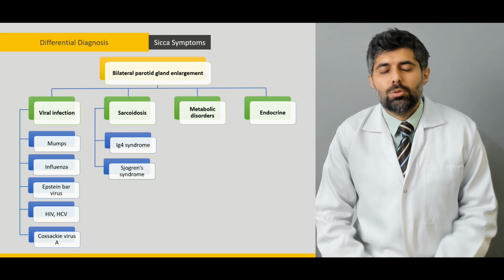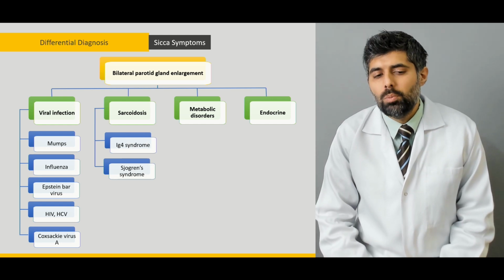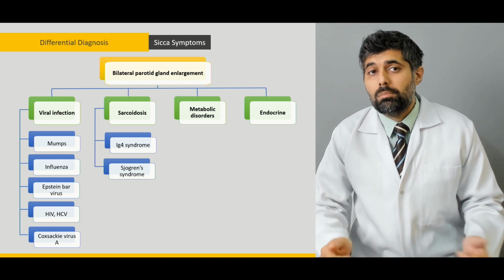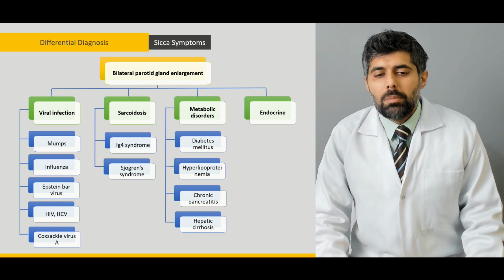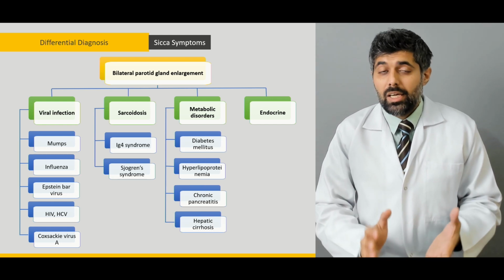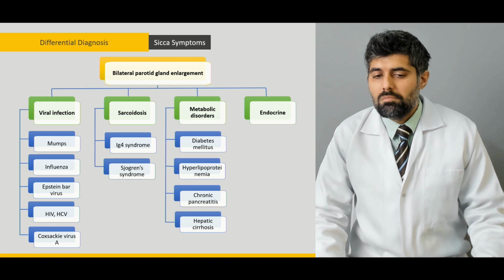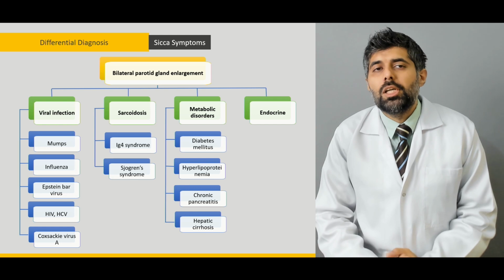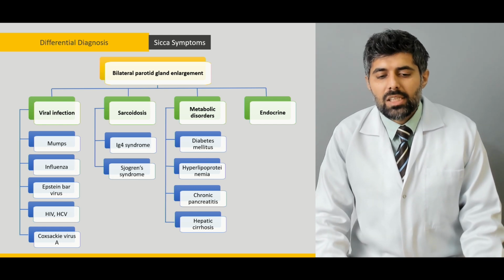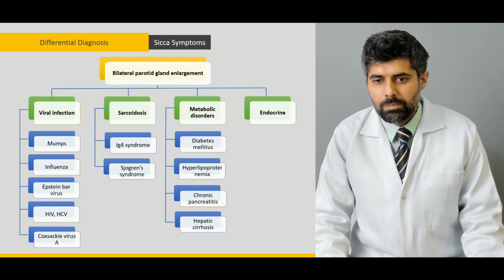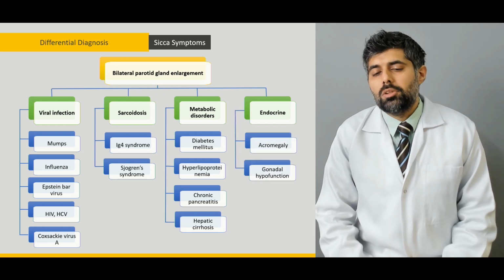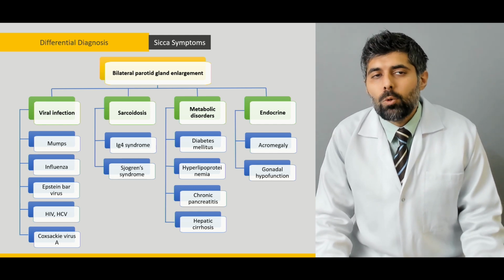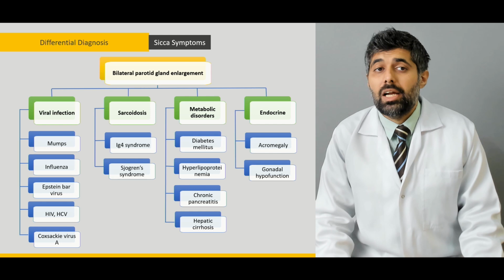Now, as for sarcoidosis, the IgG4 syndrome and Sjogren syndrome can also cause bilateral parotid swelling. The metabolic disorders that can cause such swelling are the diabetes mellitus, hyperlipoproteinemia, chronic pancreatitis, and hepatic cirrhosis. As for the endocrine disorders, acromegaly and gonadal hypofunction can both cause bilateral parotid gland swelling.